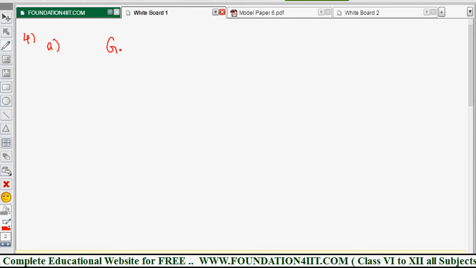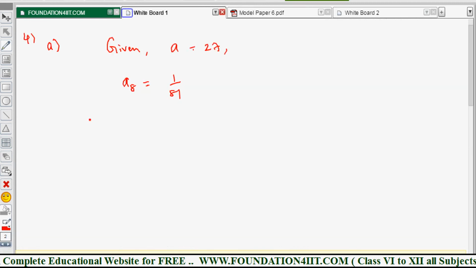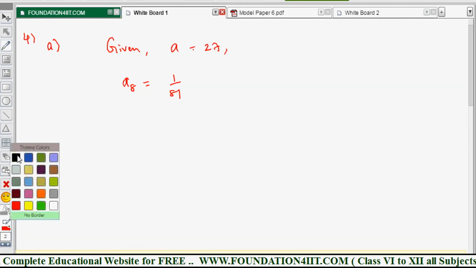So here, given the first term A is equal to 27, and let r be the common ratio. Then the 8th term is given, so A8 is 1 by 81. Based on this, we will find out the sum of the first 10 terms. First 10 terms you need to find out.